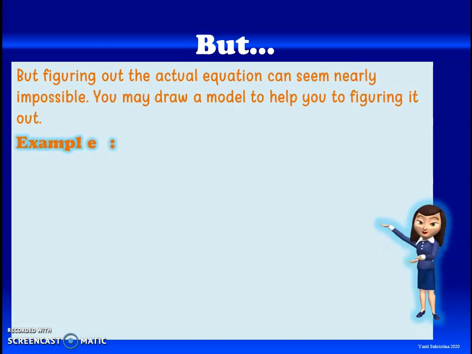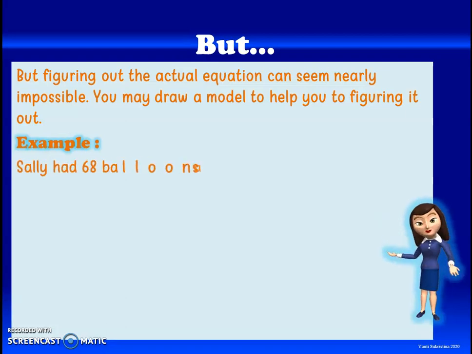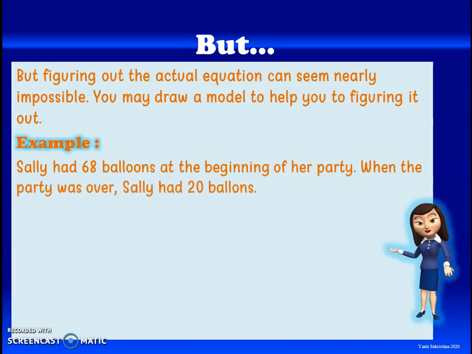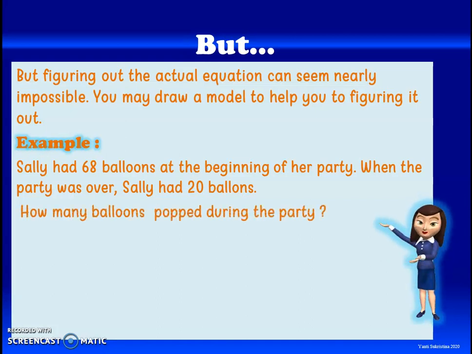Again, figuring out the actual equation can seem nearly impossible. You may draw a model to help you figure it out. Example: Sally has 68 balloons at the beginning of her party. When the party was over, Sally had 20 balloons. How many balloons popped during the party?